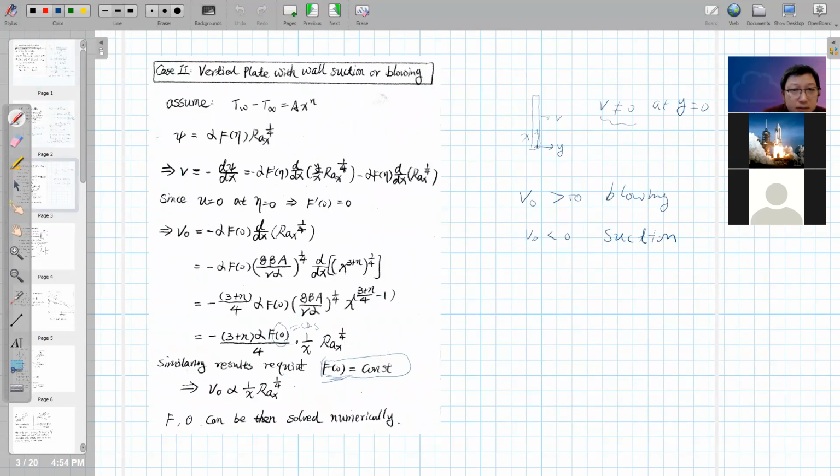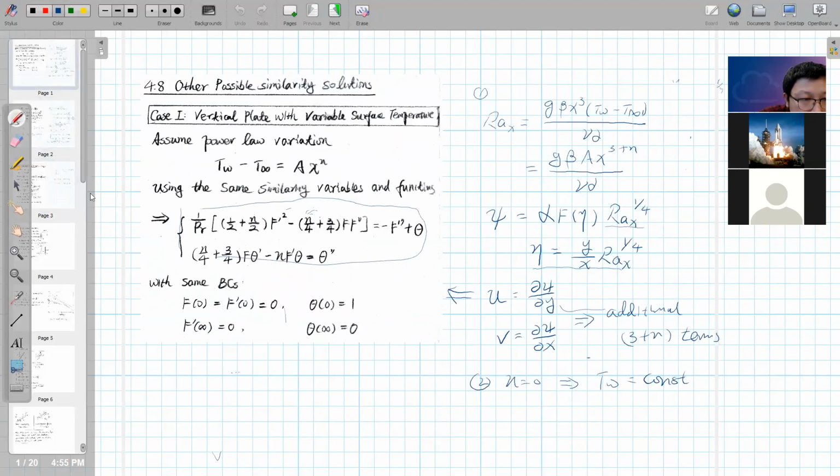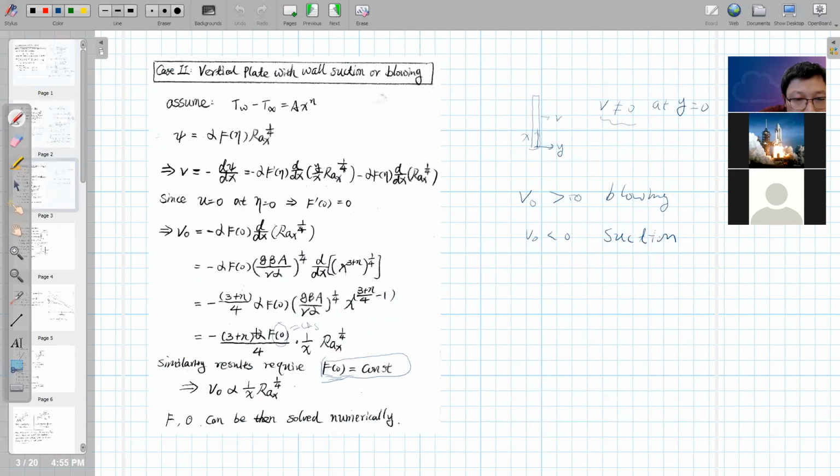So this is the second case where you can use the similarity solution method to find the exact solution. The advantage of the similarity solution is that we can get an exact solution, but an exact solution can only be found in very few cases, not all cases. Here we have 3 cases. One is a regular vertical plate with constant wall temperature or constant heat flux. The second is the one we had before with the power law wall temperature. The third is when you additionally have wall suction or blowing, and the velocity satisfies this condition, so then you can find the similarity solution.